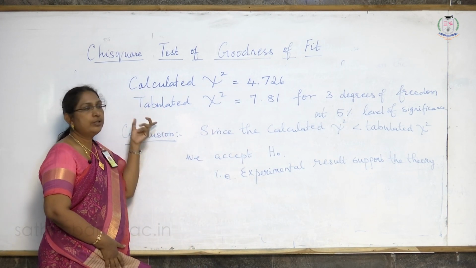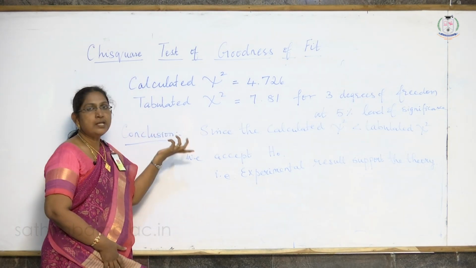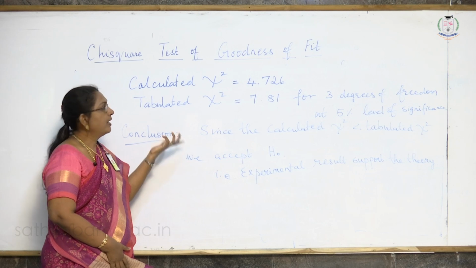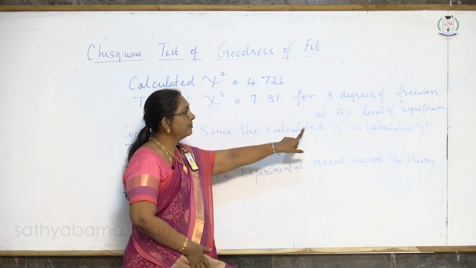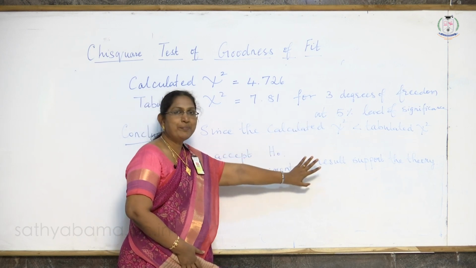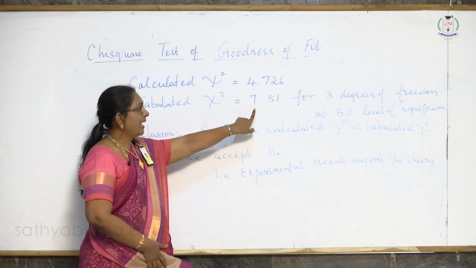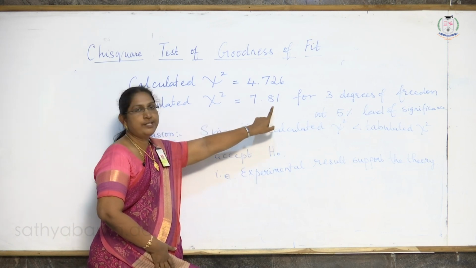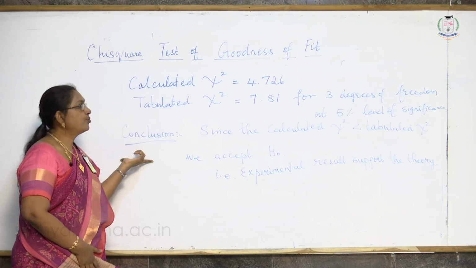Now, we have calculated the chi-square value, and that value is 4.726. Next, we have to find out the tabulated chi-square. This can be found out using the chi-square table, and for that we have to find out the number of degrees of freedom. The number of degrees is 3, as I told you earlier, and 5% level of significance. The tabulated value can be found out to be 7.81. Now, the last is the conclusion.